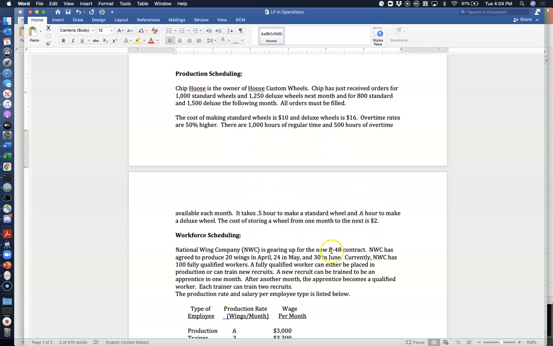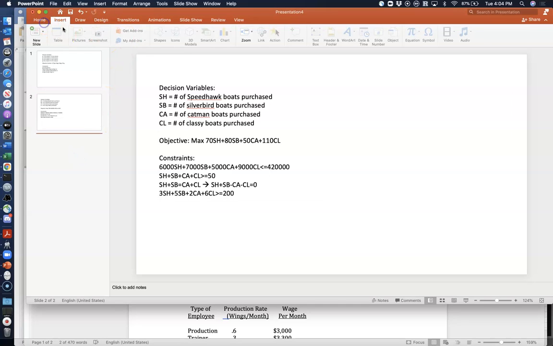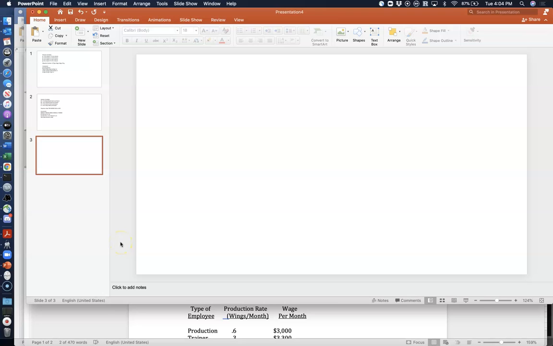So how should Chip Hose manufacture the wheels so that all of his orders are satisfied? Okay, so let's begin with this problem. We are going to again set up this problem as a linear programming problem. The first step is always the decision variables, and here we have to be careful.